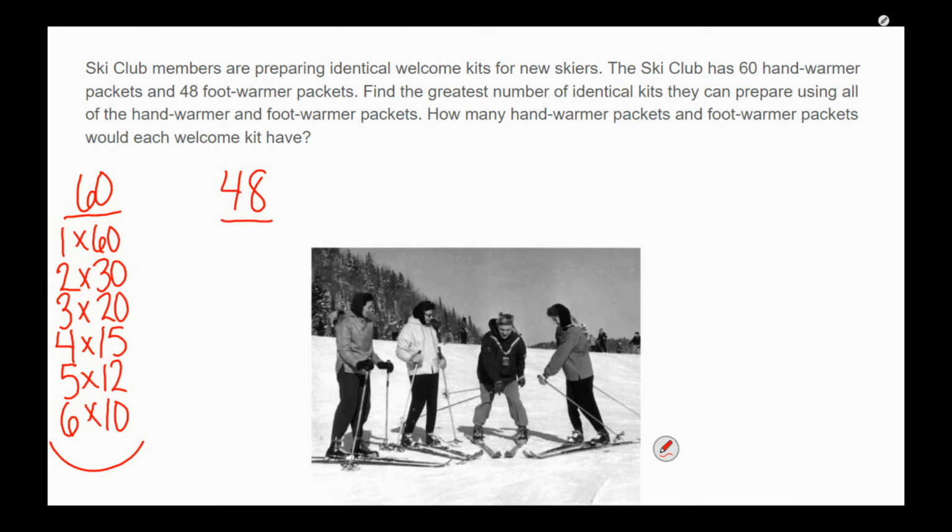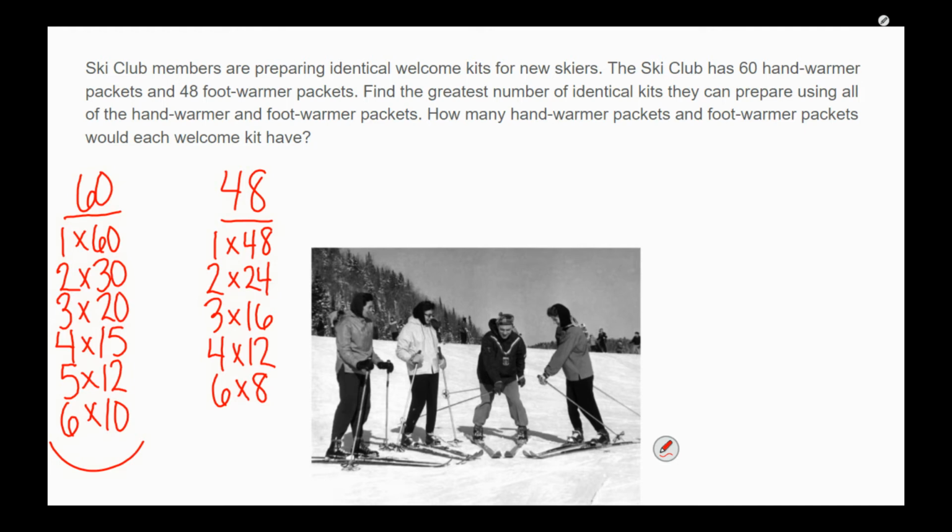So factors of 48, we have one set of 48, always starting with 1. It's an even number, so we can do 2 times 24. 4 plus 8 is 12. If 12 is divisible by 3, then 48 is. We have 3 sets of 16. It's 4 sets of 12. 5 doesn't work. 6 does, though. 6 times 8 makes 48.